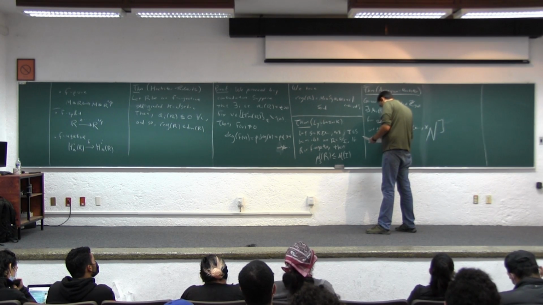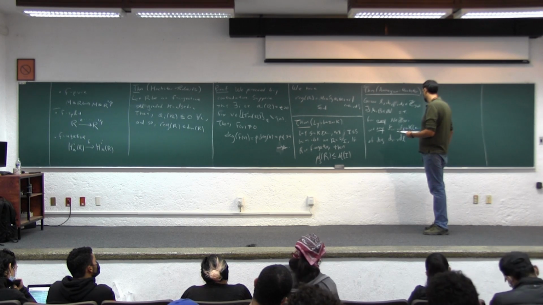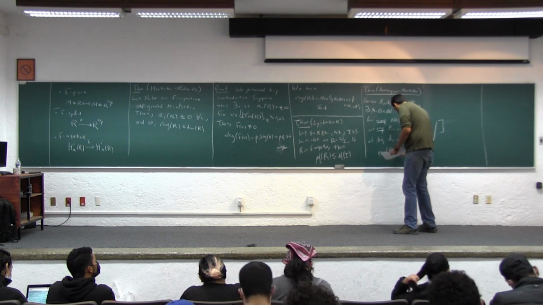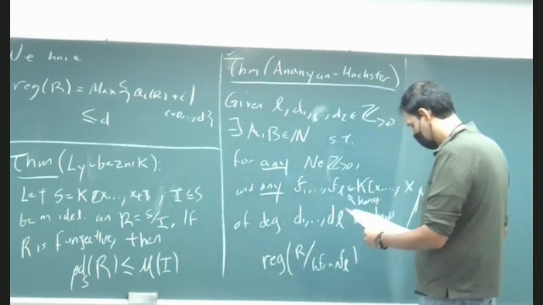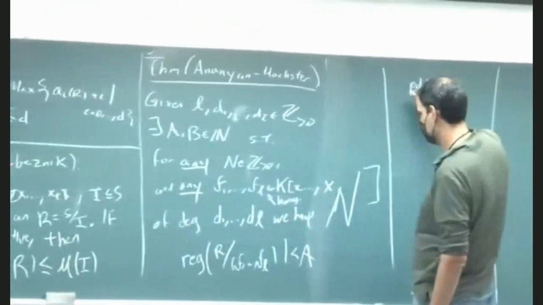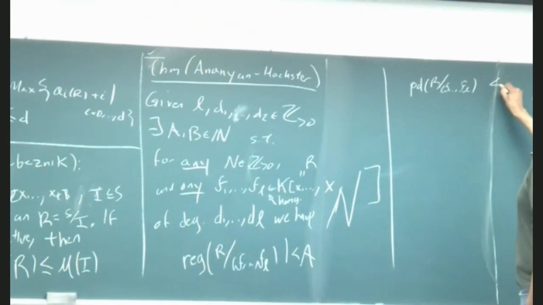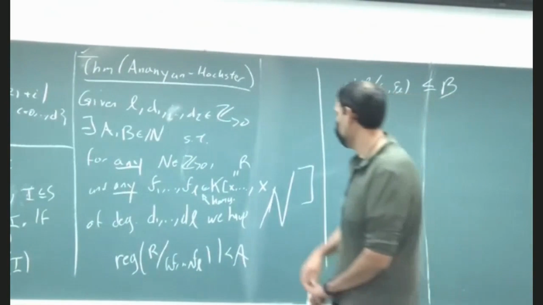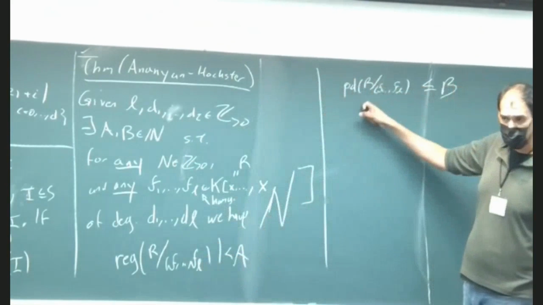Of degrees d1 until dl, we have that the regularity of R modulo this ideal, I should have said it is homogeneous, is bounded by A, and the projective dimension of R modulo (f1, ..., fl) is bounded by B. So I'm saying, for any ideal that you give me that has this number of generators in these degrees, it doesn't matter where they live, the regularity and the projective dimension are going to be bounded.